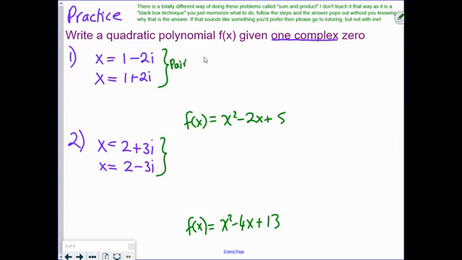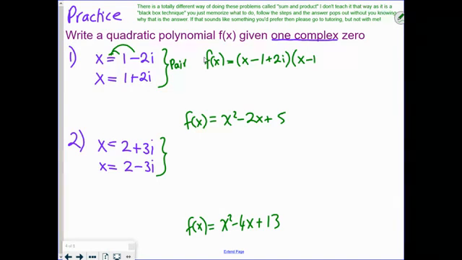Okay, now we're going to write the polynomial. We'll call it f of x. And we're going to turn each zero into a factor by writing x minus the zero. So if I'm subtracting 1 minus 2i, don't forget in your head, if you're subtracting that, you've got to distribute that to both of those. It'd be x minus 1 plus 2i. And then your second one would be x minus 1, just distributing to there and there, minus 1 minus 2i.